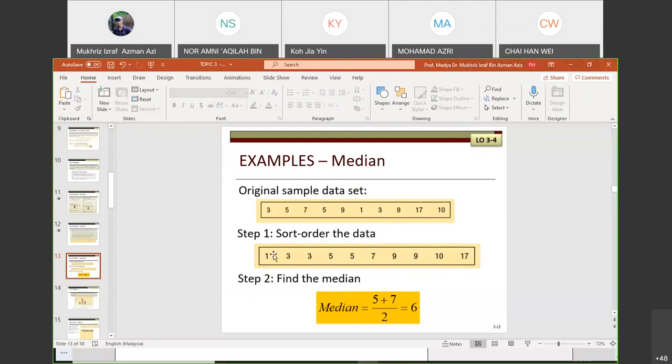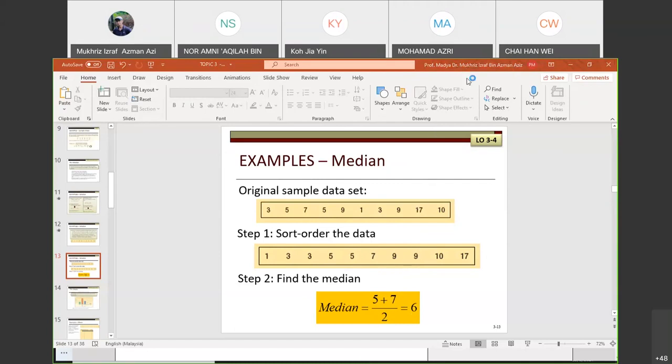meaning the number is even, not odd. 1, 2, 3, 4, 5, 6, 7, 8, 9, and 10. There are 10 observations, meaning this is an even number of observations. So the median will be the number in the fifth and the sixth, the fifth and the sixth observations. So you add these two and divide by 2, and you get 6. So 6 is the median. You only need to do this if your data set has an even number of observations.